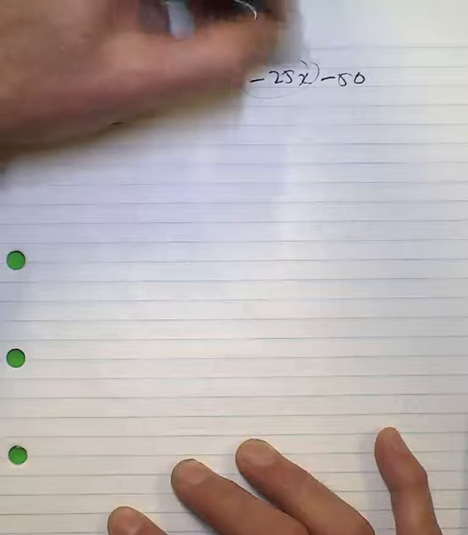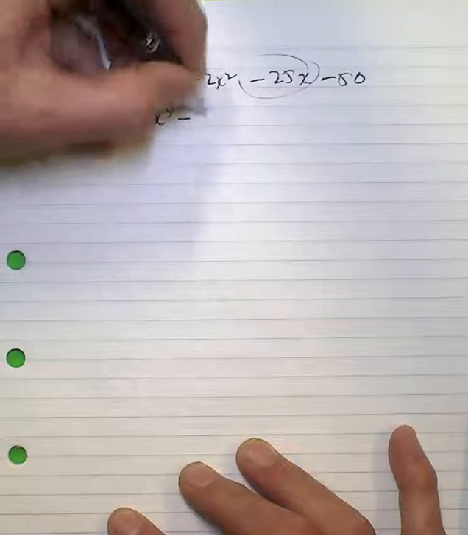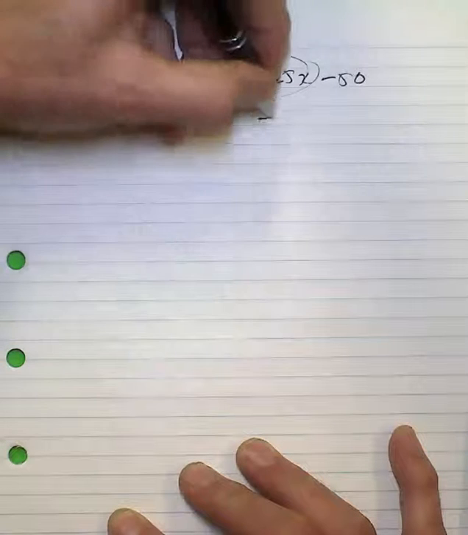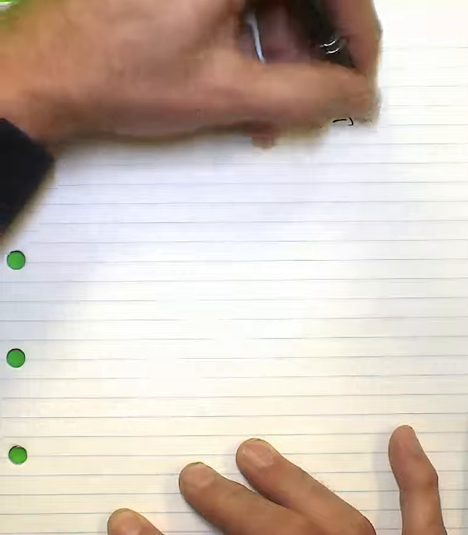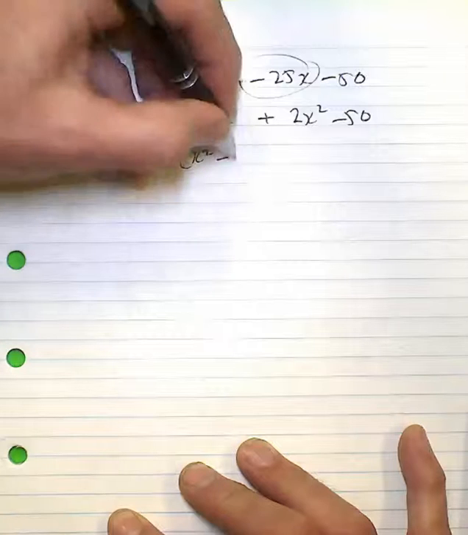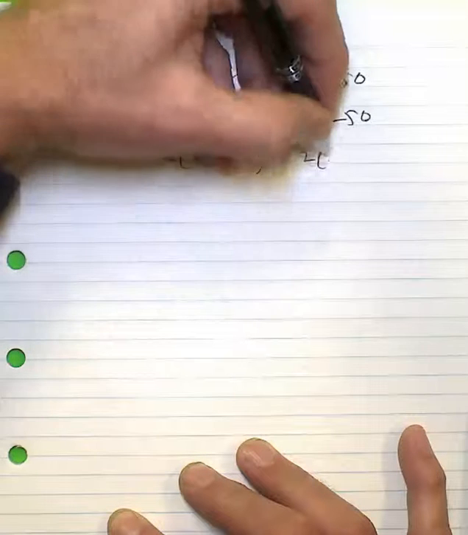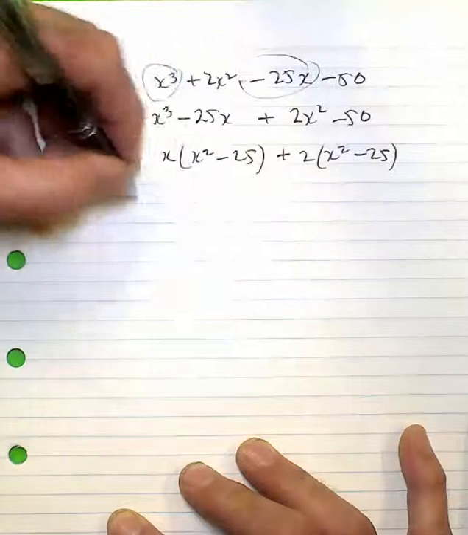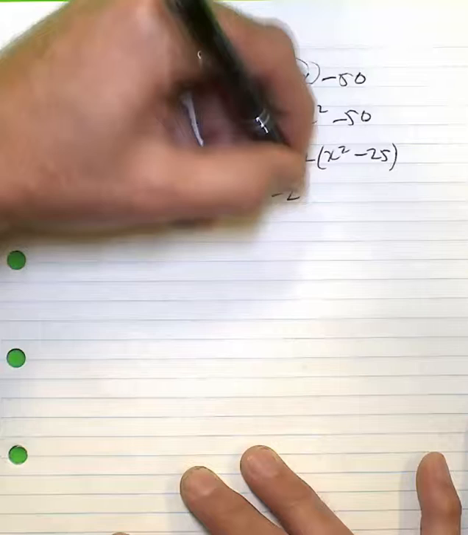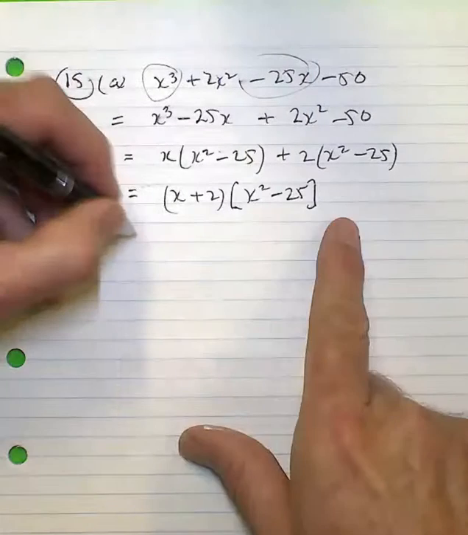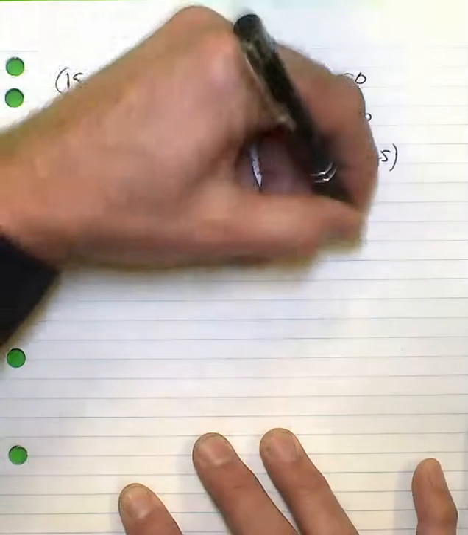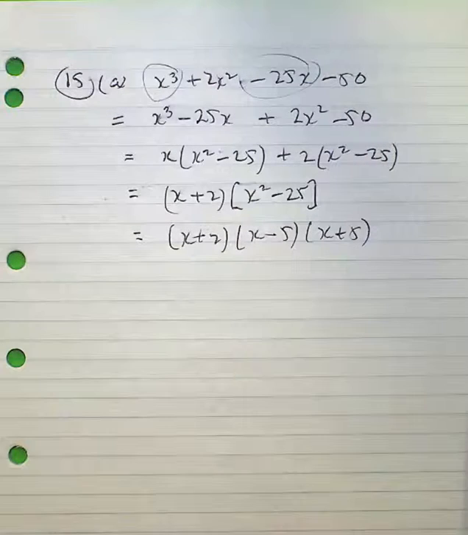First thing I've noticed with this first question is it would pay to gather the terms that seem to be hiding a 25 and an x together. So when I do that, I've got x lots of x squared take 25 plus 2 lots of x squared take 25. Gathering that together, I've got x plus 2 lots of x squared take 25. Now that's difference of two squares, so by recognition x minus 5 lots of x plus 5 there as my answer.